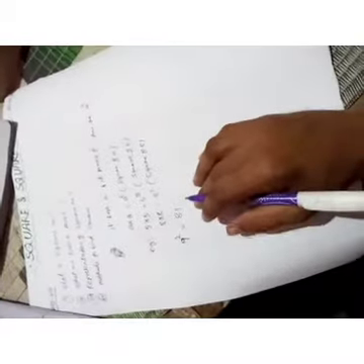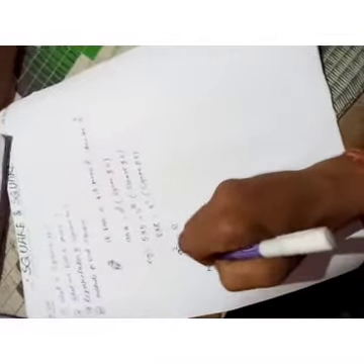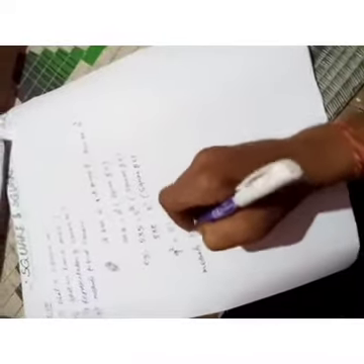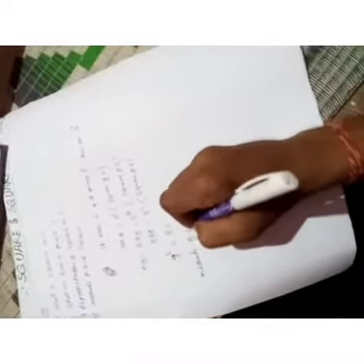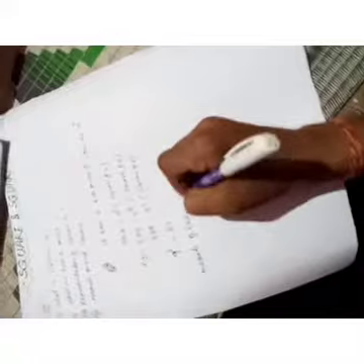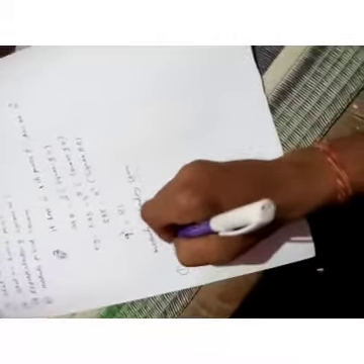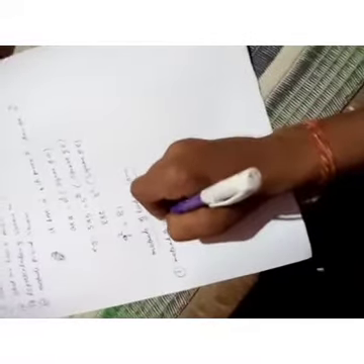And there are 4 methods. What are the methods to find the square of a number? There are basically 4 methods. The first one is the method of identities.